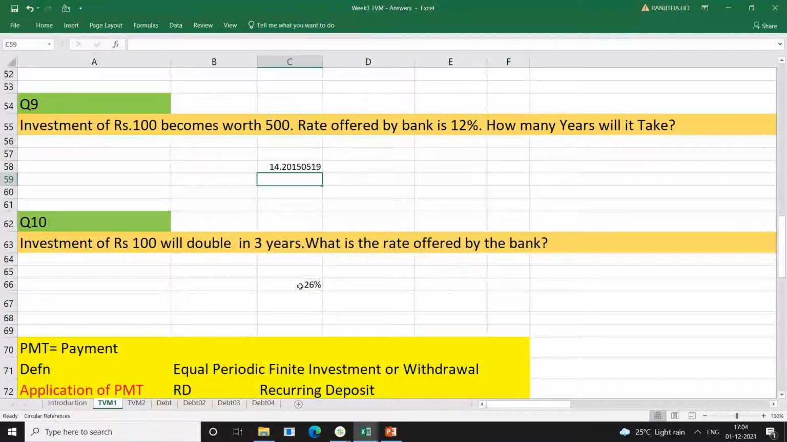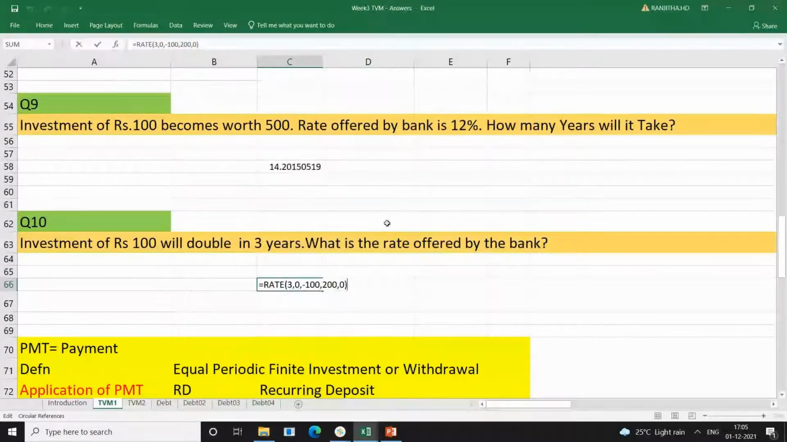Or the ninth question, yours is in the ninth. Okay, numbers it might be. See, this is the format. You are finding the rate. So, what is the rate offered by the bank? That is 26%. Here, if numbers are not matching, try to read the questions.